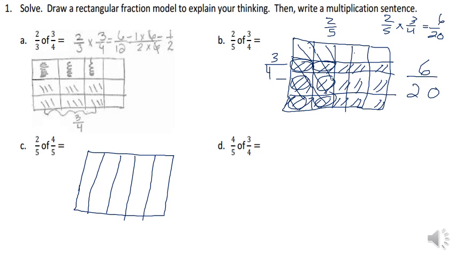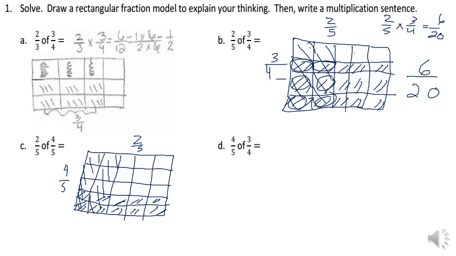On C, we're going to do the model. And once again, we're doing 2/5. There's 1, 2, 3, 4, and 5, and I'm shading in 2/5. And the other way, we're going 4/5. Let me write 2/5 on top. I like labeling them. So there's 1, 2, 3, 4, and 5. And we're shading in 4 out of 5 of them.